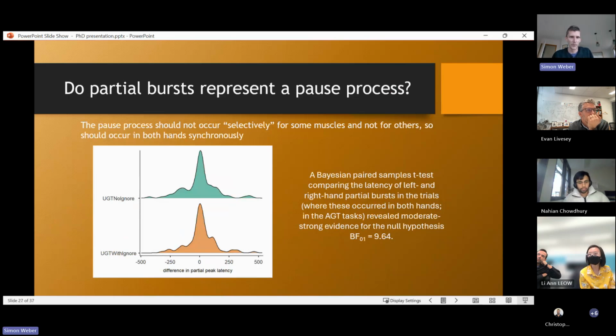Another assumption of this model is that the pause process should occur non-selectively. So it should occur in all muscles that currently have tonic activity going on. In a number of trials, you can imagine that we had partial bursts on both sides rather than just one. So I isolated those trials and checked whether the pause was happening synchronously. It was, in most of the trials. There were a few where it wasn't quite, but I was happy with this. This is a figure of the distribution of the differences between the latency of the partial burst in the left and right hands, and you can see that it's mostly around 0, indicating that there was no difference.